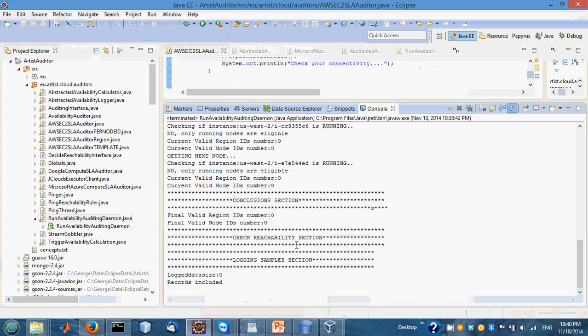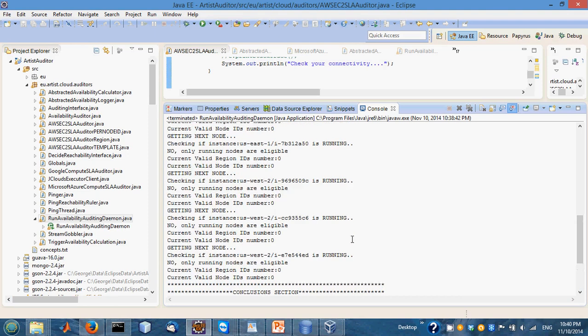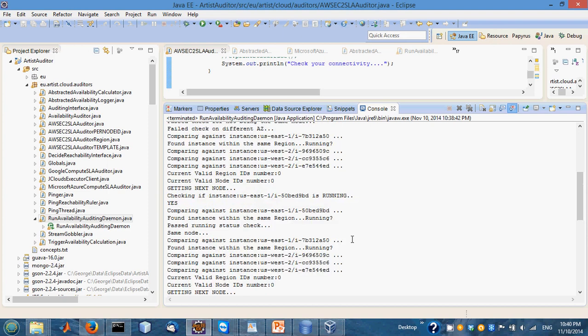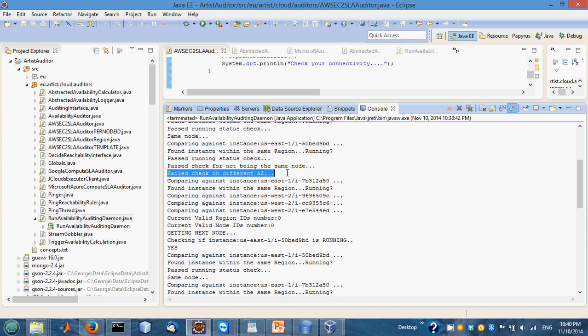So now the call has finished. We can see that, as expected, we have 0 valid nodes that can be included in the specific SLA, because due to the way we have deployed the service, there are no valid nodes, due to the fact that they are deployed in the same availability zone. And you can check the feedback also. We have a failed check on the different availability zones.